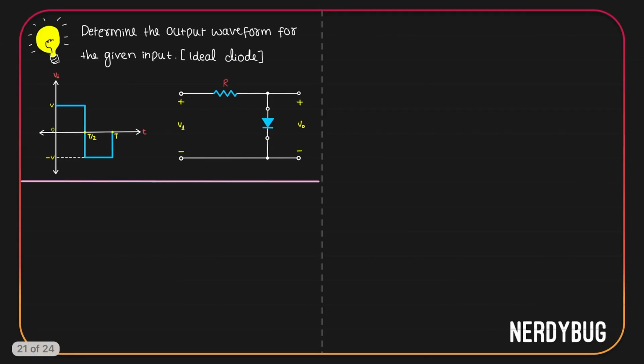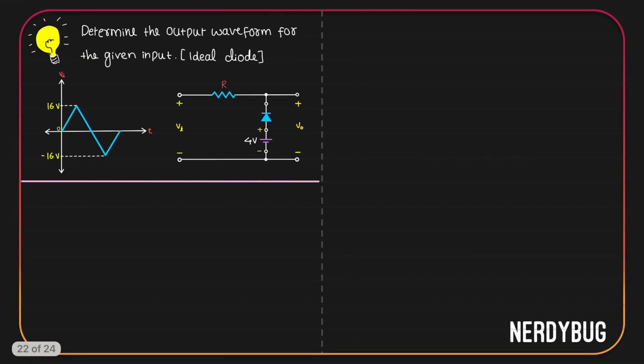Let us now solve a problem. Determine the output waveform for the given input when the diode is ideal. This is a simple positive clipper. We have already analyzed it. The only difference we have is input is not sinusoidal, it is a square wave. But whatever the input is, a positive clipper is going to clip the positive part of the waveform. So the output will look like this. Positive half cycle is clipped and negative half cycle is still here.